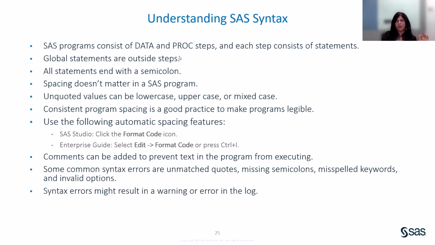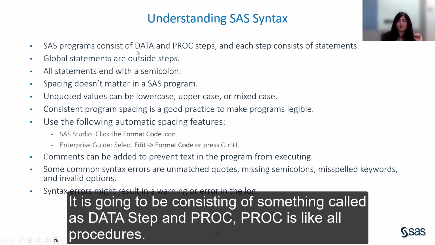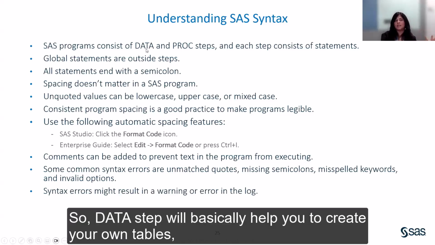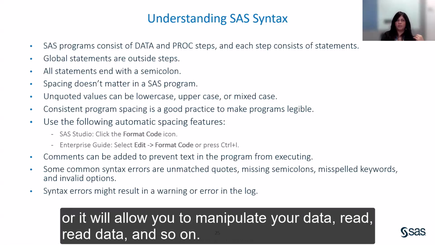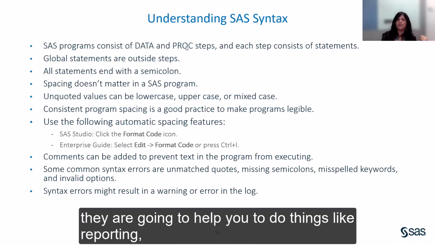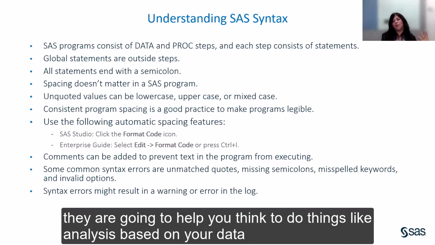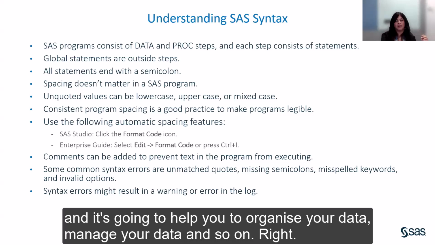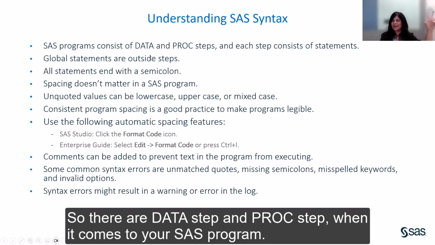So in case of SAS, it consists of something called a data step and proc. Proc is like all procedures. The data step will basically help you to create your own tables, or it will allow you to manipulate your data, read data, and so on. On the other hand, your procedure steps are going to help you to do things like reporting. They are going to help you to do things like analysis based on your data. And it's going to help you to organize your data, manage your data, and so on. Right? So there are data step and proc step when it comes to your SAS program.